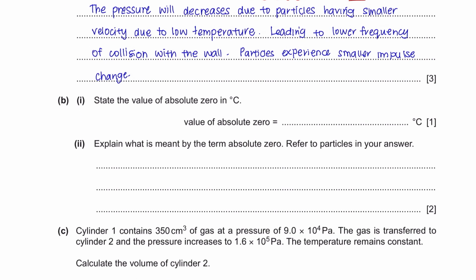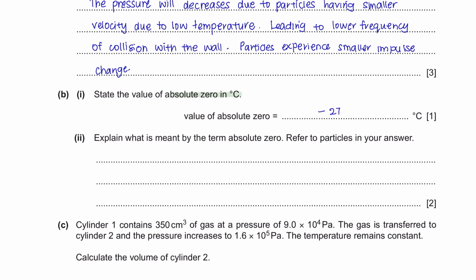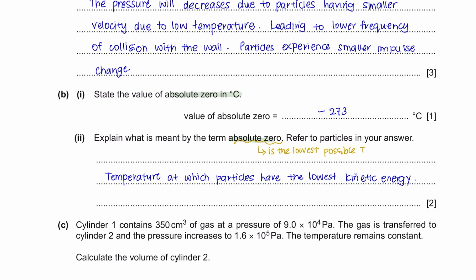Question B. Part 1. State the value of absolute zero in degrees Celsius. The value of absolute zero in degrees Celsius is negative 273. Part 2. Explain what is meant by the term absolute zero and refer to particles in your answer. Absolute zero is the lowest possible temperature at which particles have the least kinetic energy. For a 2 marks question, you can also mention that this is the lowest possible temperature.